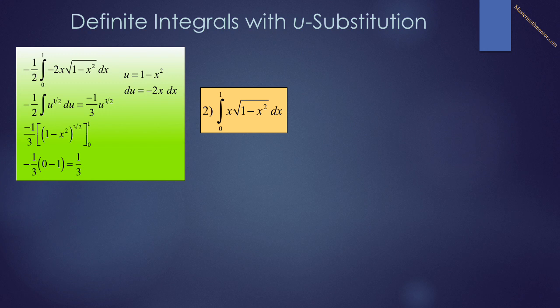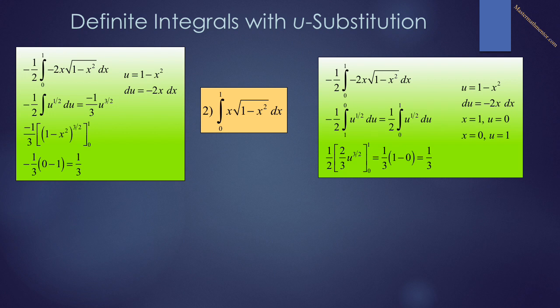We are missing the negative 2, so we'll put a negative 2 on the inside and a negative 1/2 to the outside. So this problem becomes negative 1/2 the integral of u to the 1/2 du, which is negative 1/3 u to the 3/2. We will now change everything back to x's, and we get negative 1/3 times the quantity 1 minus x squared raised to the 3/2 evaluated between 0 and 1. This gives negative 1/3 times the quantity 0 minus 1, and the answer is 1/3.